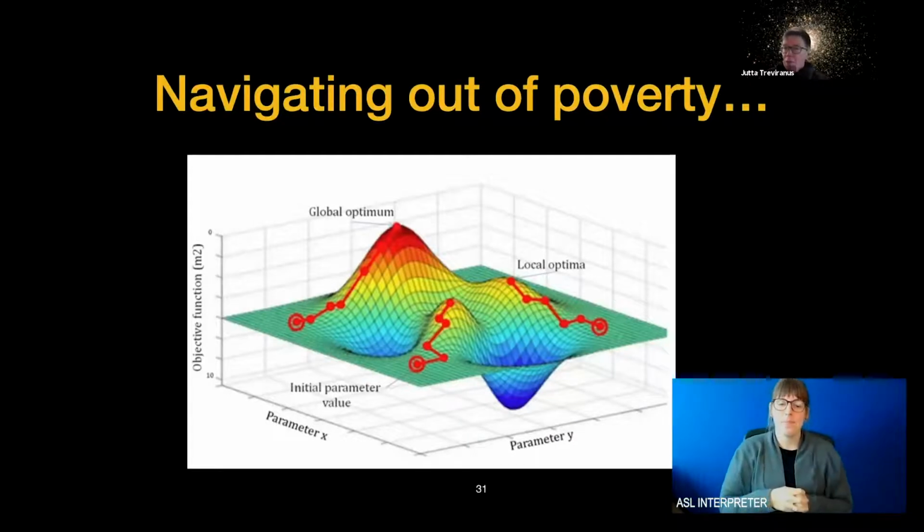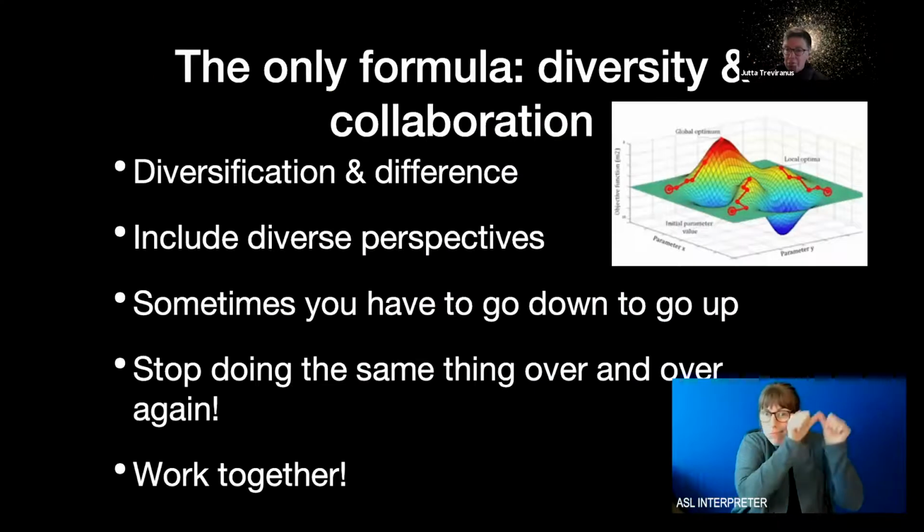One thing to remember is that we are navigating a very, very complex terrain. That means there's very many hills and valleys. And that means that it isn't a linear process, meaning it isn't a set of rules that we can follow one step at a time. It's not something we can engineer. The only formula when we are working in a complex terrain is diversity and collaboration.